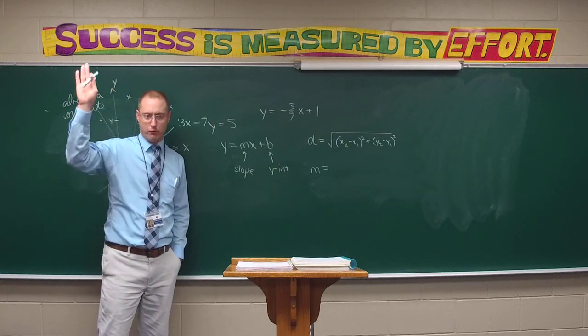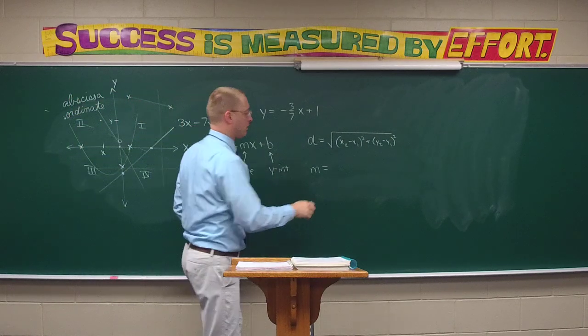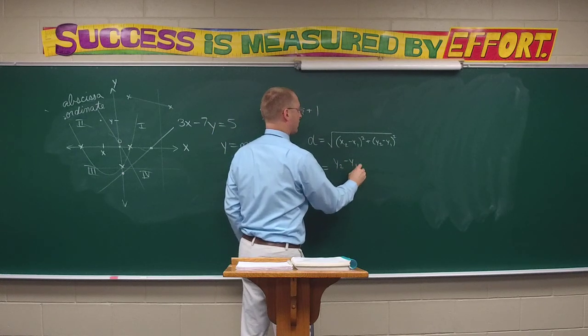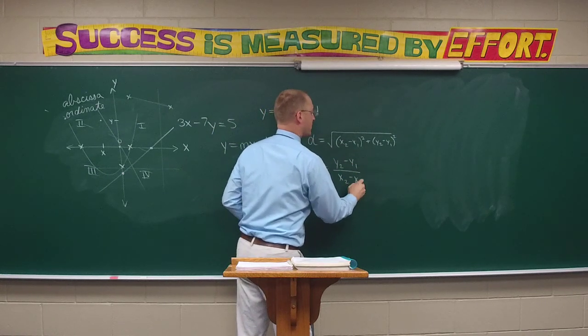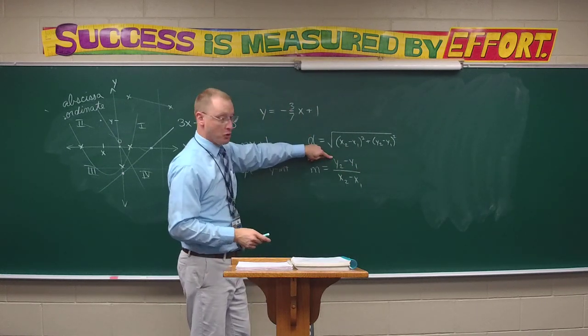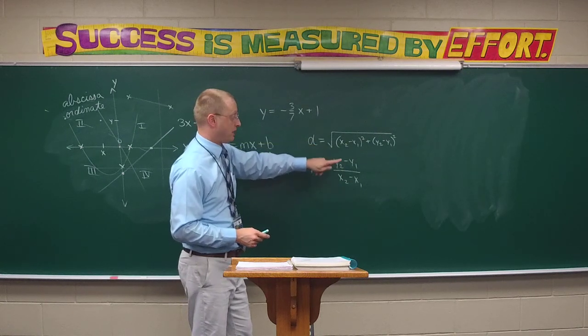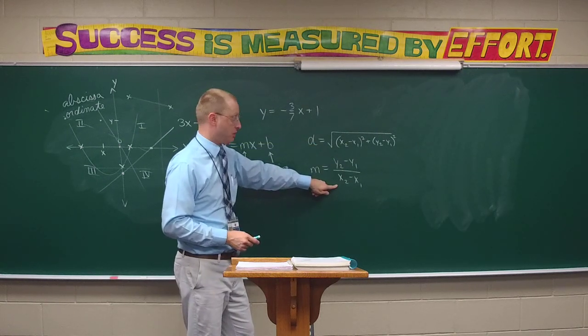What's the slope formula, Brandon? y2 minus y1 over x2 minus x1. Now remember here we said whichever y value you pick to be your y2, its corresponding x value had better be the one you start with in the bottom.